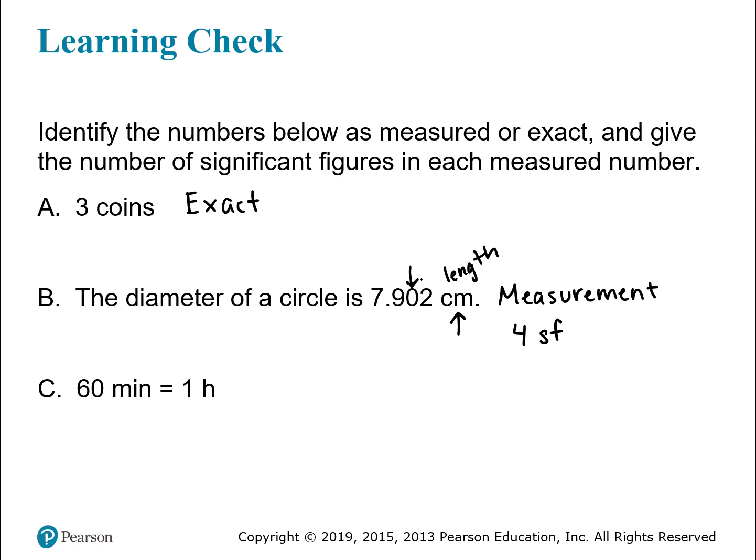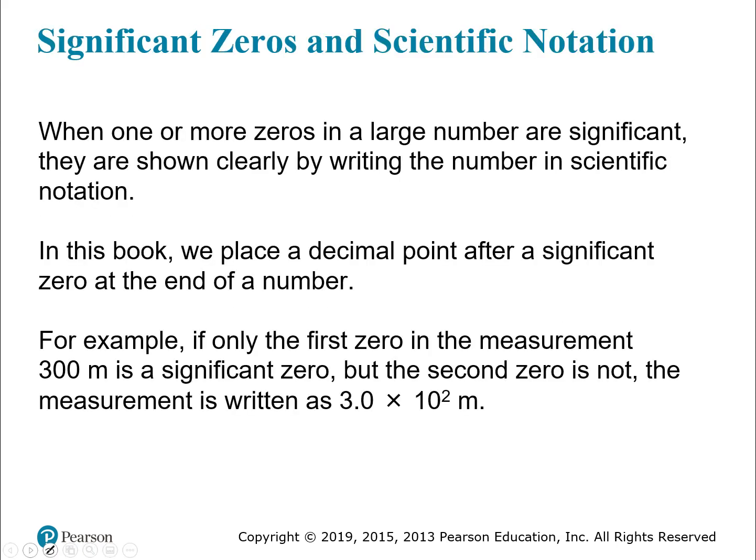Part C, 60 minutes is equal to 1 hour. That's exact. Okay, this is a definition. It's a definition of two quantities. 60 minutes is equal to 1 hour. They're the same thing, just different units. Hopefully you did well on that one if you paused it. If you didn't, we'll practice some more in the live lecture.